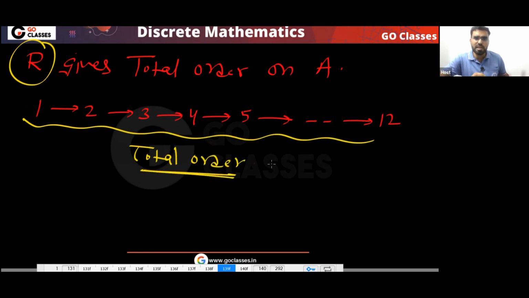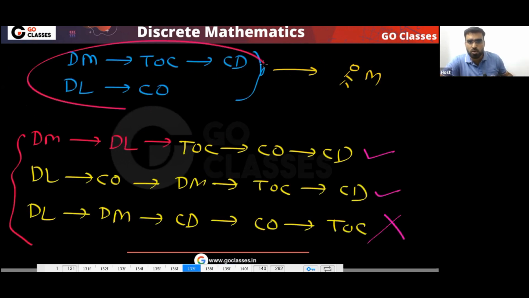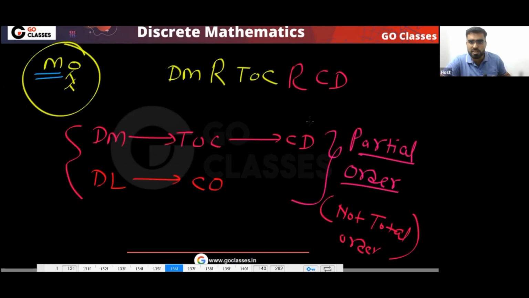Can anyone tell me why this is a total order and why the earlier one was a partial order? You can notice this was a partial order. Why is this a partial order? Because there are elements between which there is no order. We have at least two elements between which there is no order.